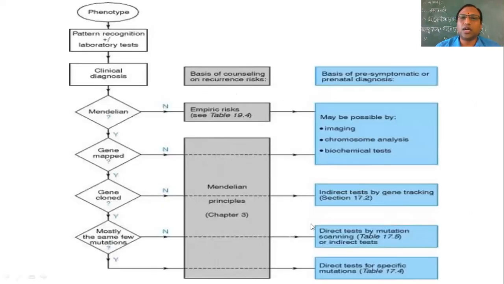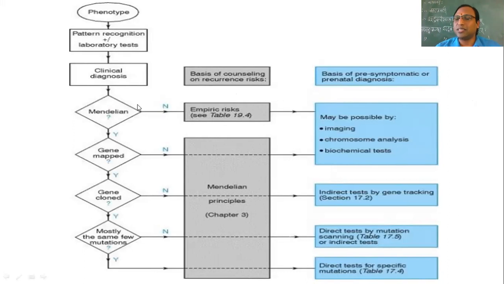So you can see here how the particular method is being followed. First they see the phenotype. The phenotype means how both the parents are looking, or how the baby is looking. Then the parent recognition, laboratory testings will be done. The clinical diagnosis will be followed. Based on that, the basic counseling on the recurrence risk, everything will be understood. And the pre-symptomatic or the prenatal diagnosis will be carried out.